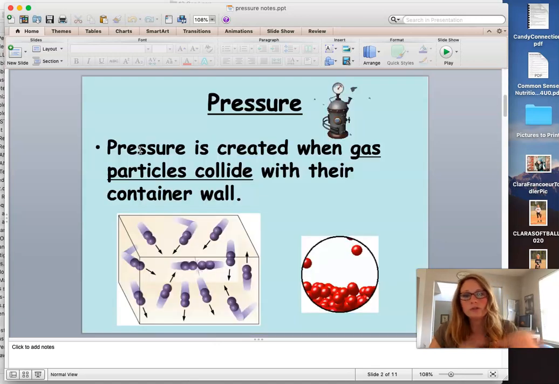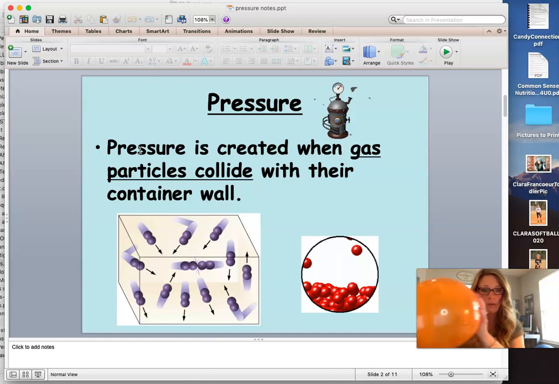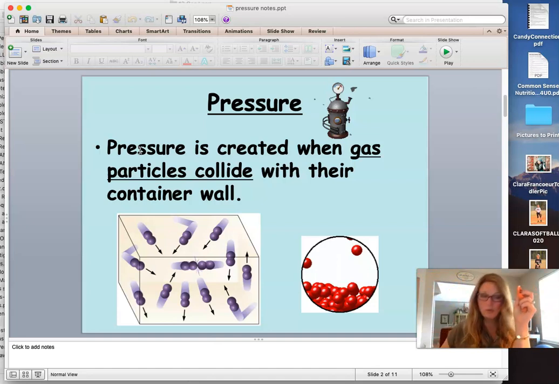Okay, so pressure is created when gas particles collide with their container wall. So in some cases, the container wall might be this particular balloon, for example. It started out looking like this balloon right here, and now it looks like this. If I would have kept inflating the balloon a little bit more, then it would have eventually popped, right? Because there would have been too much pressure, okay? So we're looking at pressure.